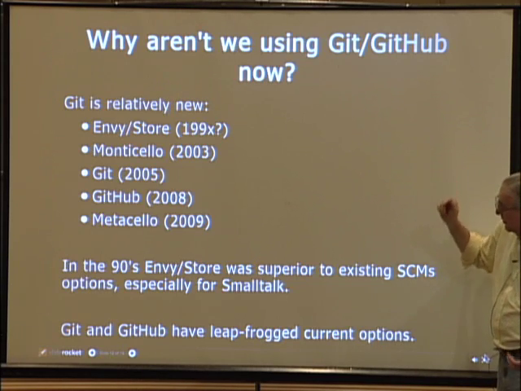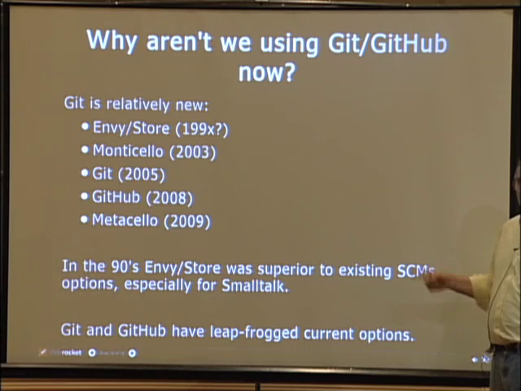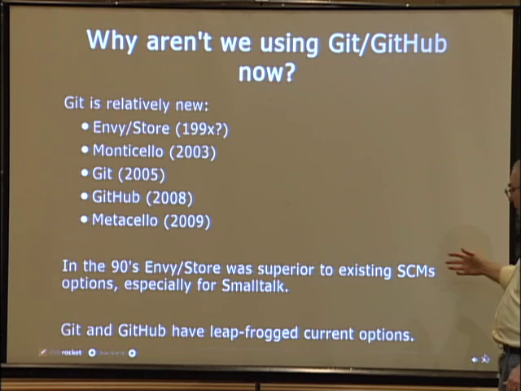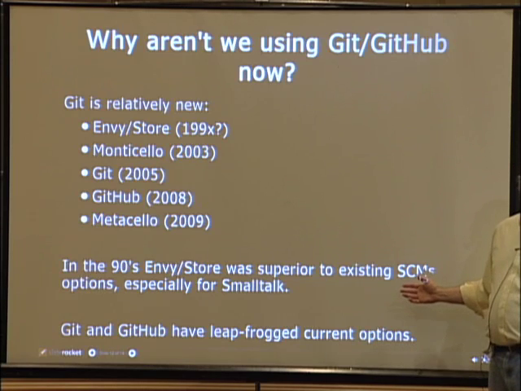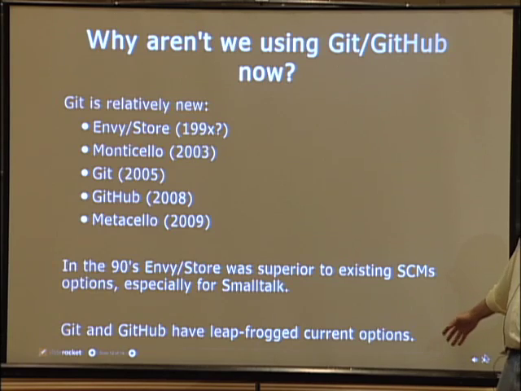And so in the 90s, all right, Envy Store, that technology, was superior to anything that was out there. We had the best stuff going, and it was Smalltalk, and it was for Smalltalk. But that's no longer the case. GitHub, I think they leapfrogged in terms of capabilities. I think the branches, the distributed repository, this is good stuff.